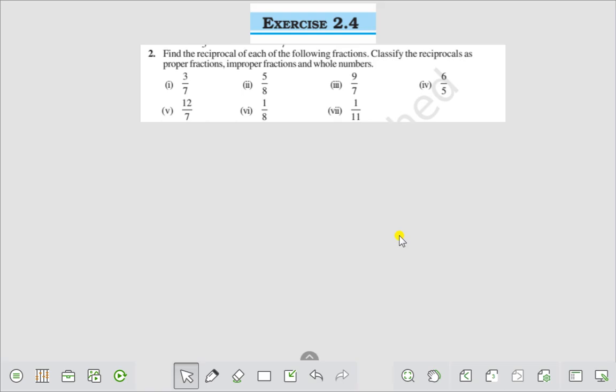Find the reciprocal of each of the following fractions. Classify the reciprocals as proper fractions, improper fractions and whole numbers. Right?